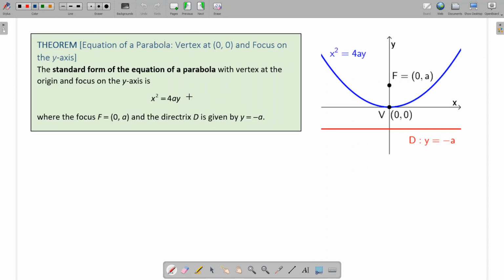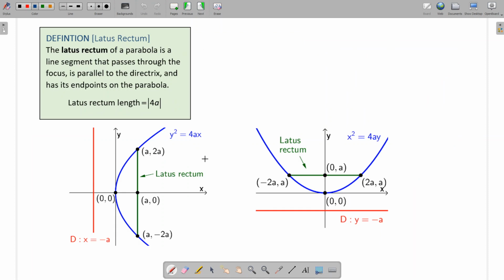Now, using the exact same argument, we could go through the same math and we would get a similar equation for a parabola that is opening vertically. So you can see it's the exact same structure. The previous one was y squared equals 4ax. This one is x squared equals 4ay. And again, a still represents the distance from the vertex to the focus. So the exact same relationship.